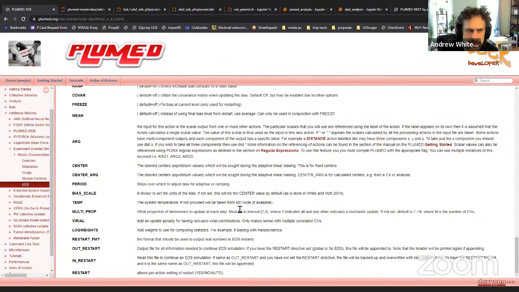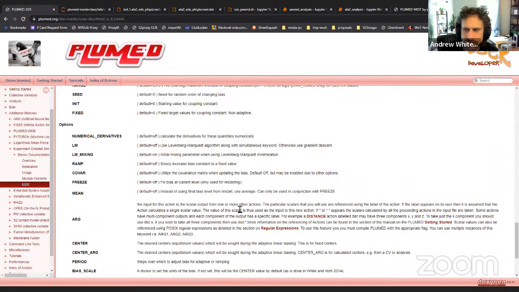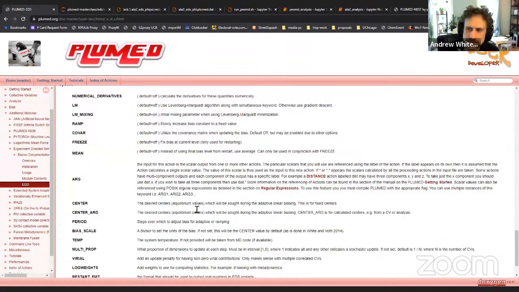Maybe one or two interesting things that can be done as well is you can have dynamic set points. So there's the center arg variation, so that you can bias the system to something which is itself a collective variable. Now this at first may be confusing, like why would you ever want that? One thing we use this for is if we're loading up the set point programmatically. So like you want to load the set point from a file, or you want to load the set point from some other calculation, you can use that.